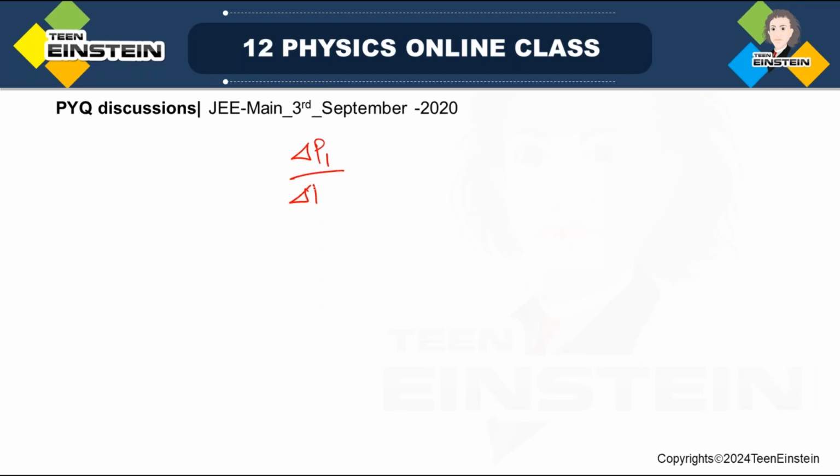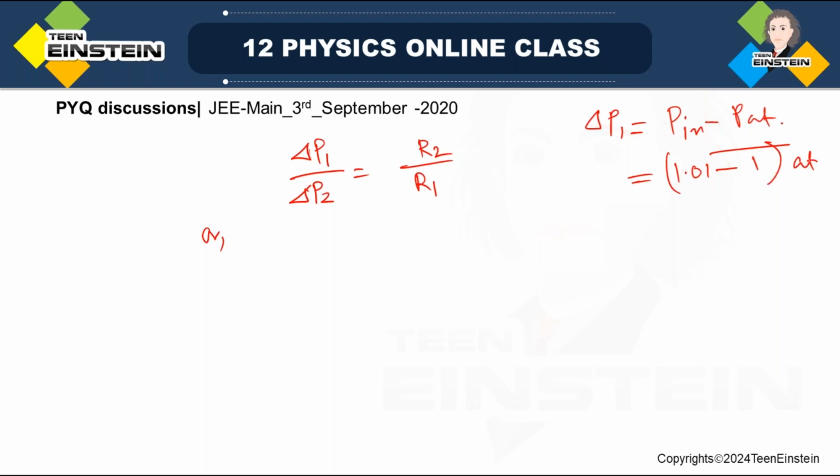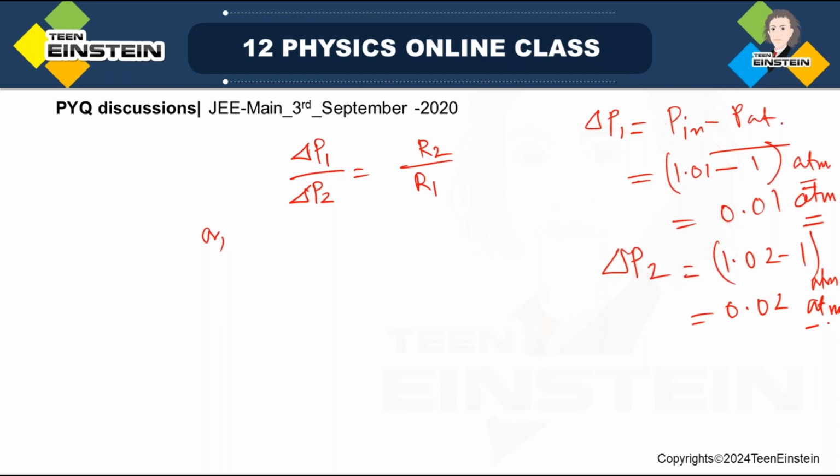Delta P1 by delta P2 is 1 over R1 by 1 over R2. The rest of the things will cancel each other. So delta P1, look what I'll write. Delta P1 is the pressure inside minus atmospheric pressure. Let us take atmospheric pressure as 1, and this pressure inside is 1.01. Atmospheric pressure is 1 atmosphere, so this is 0.01 atmosphere. Similarly, delta P2 you will get as 1.02 minus 1, which is 0.02 atmosphere. Now you will be able to find out. So this is 0.01 divided by 0.02, which is R2 by R1.